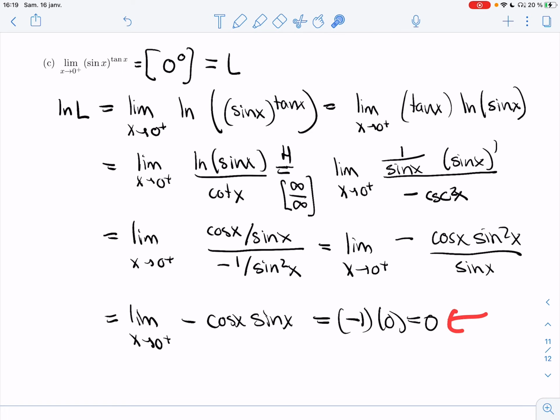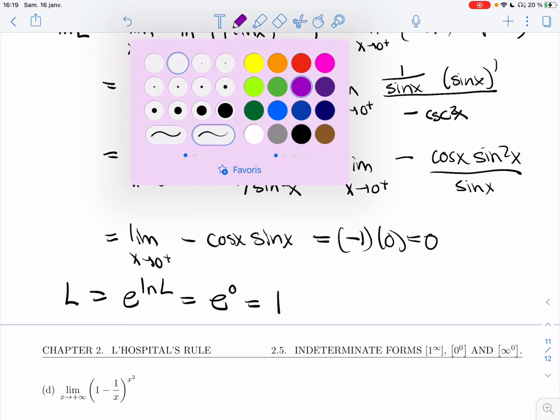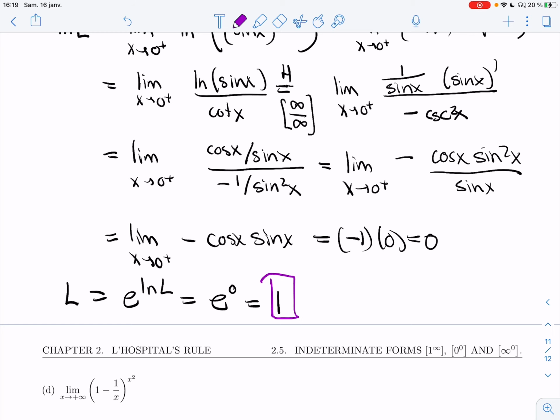As usual, this is ln of L. Very tempting once you get a number to stop. Don't do it. You're missing out on easy points. All you have to do is to remember to do it and you'll get them. All right, so e to the ln of L, that's going to give you L. And so L is 1, not 0.